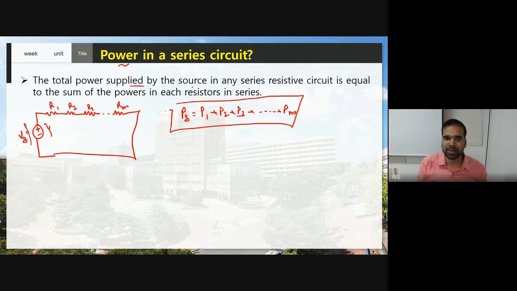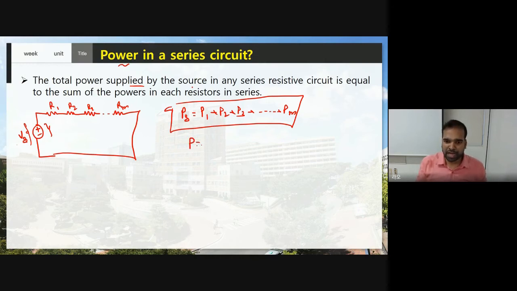This is all about power in a circuit. Then we understood the concept of power in a series circuit. So the power supplied by the source is equal to the sum of the powers in each resistor of the series. Okay, then how can you calculate power?